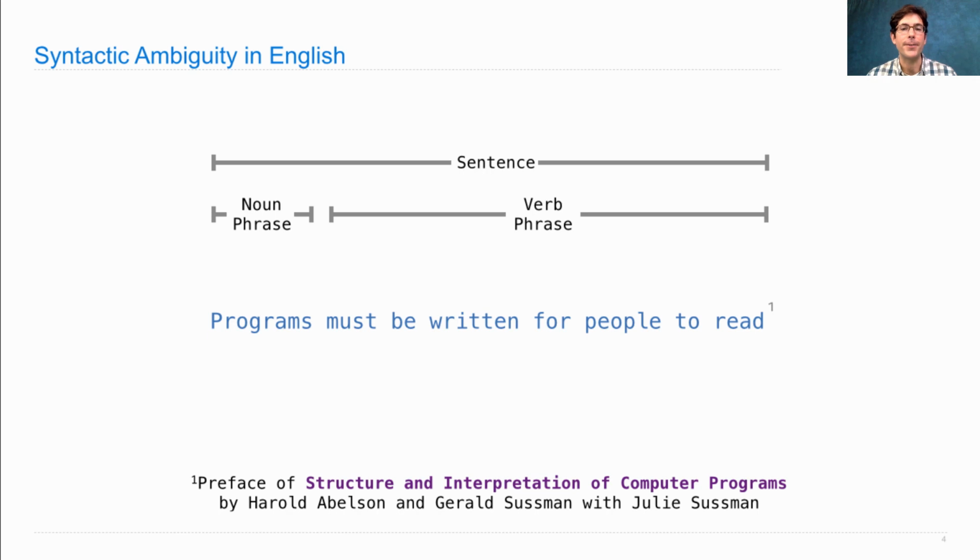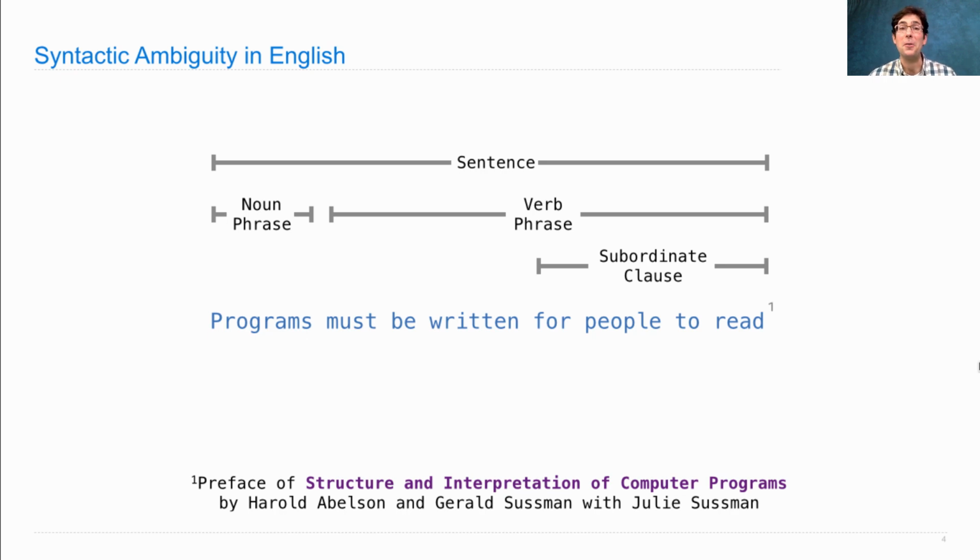Now, this verb phrase also has internal structure. For people to read is a subordinate clause. It has its own subject, people, and its own verb, read. But it's used to describe how programs must be written. So it's a modifier for this must be written verb.